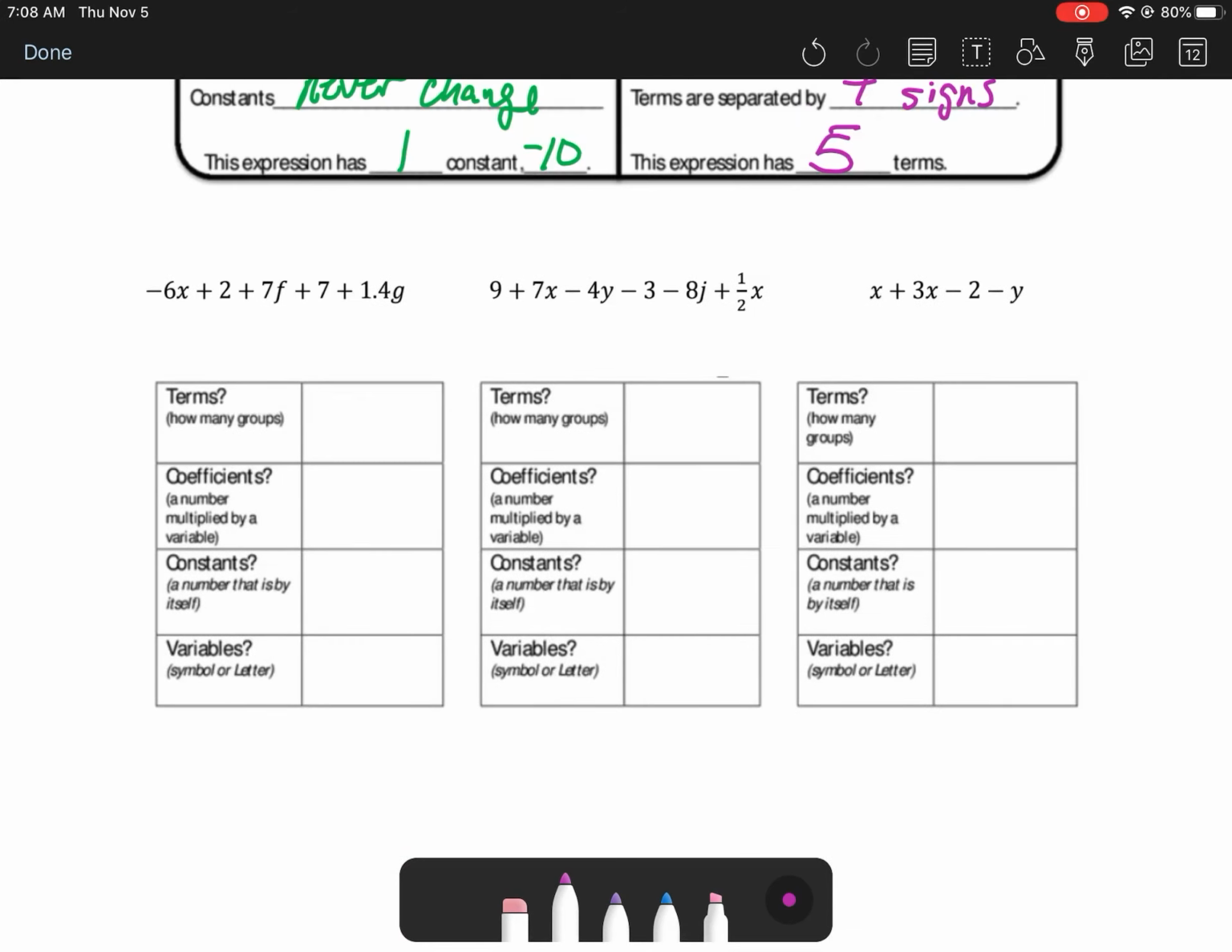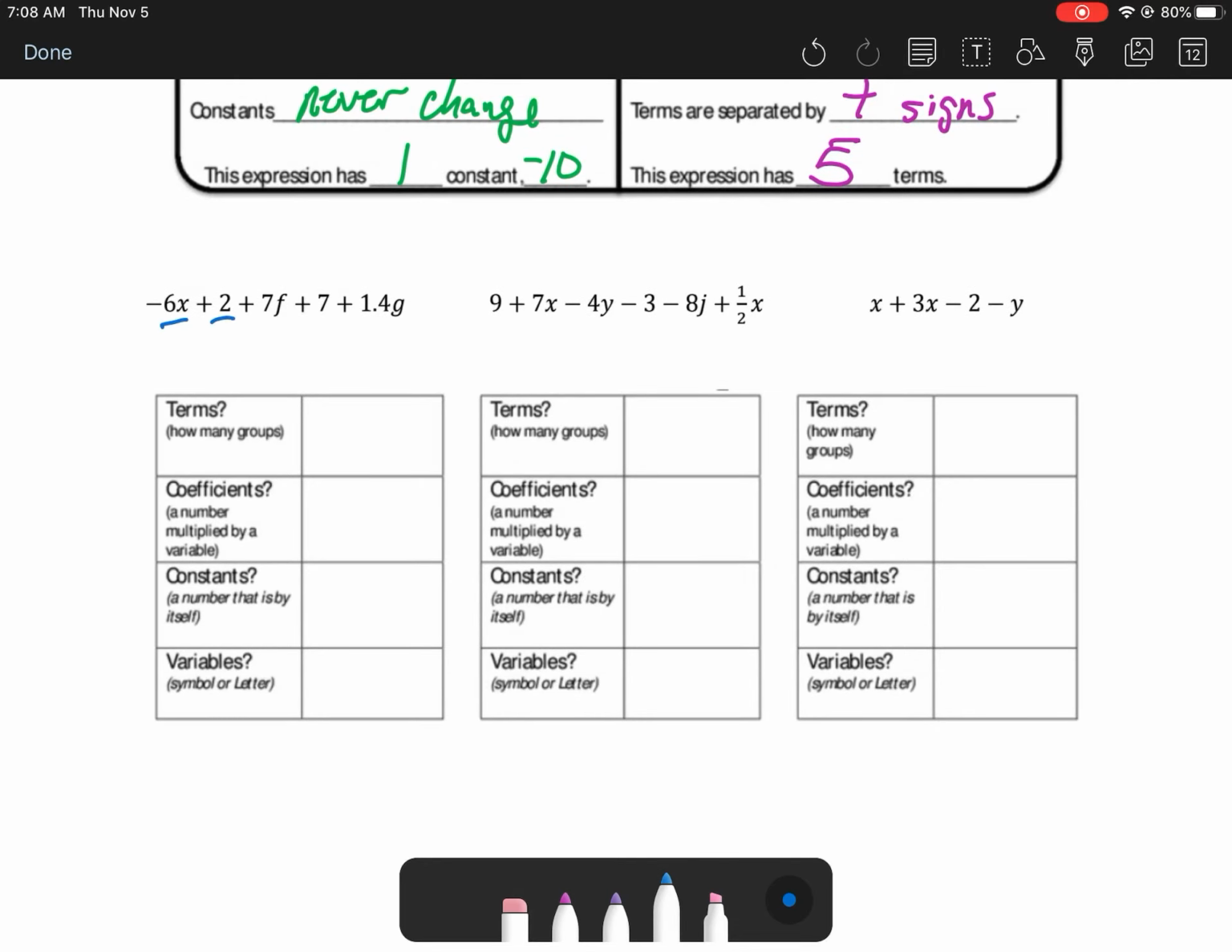Down below, I have given you some expressions. I just want you to state how many terms there are, how many coefficients, how many constants, and variables. So let's do the first one together. So the first one says, all right, how many terms do we have here? We have 1, 2, 3, 4, 5 terms.